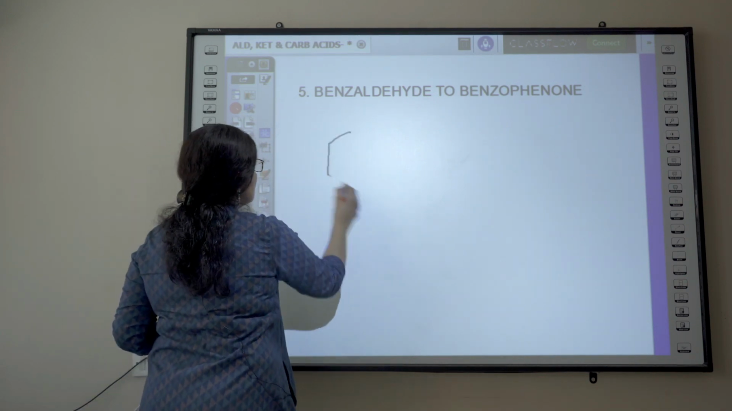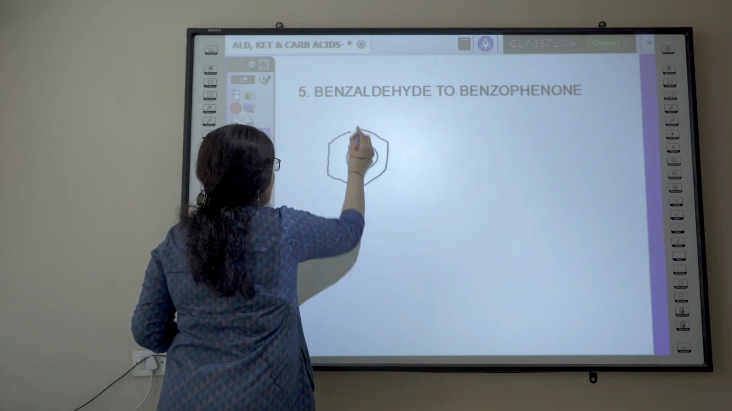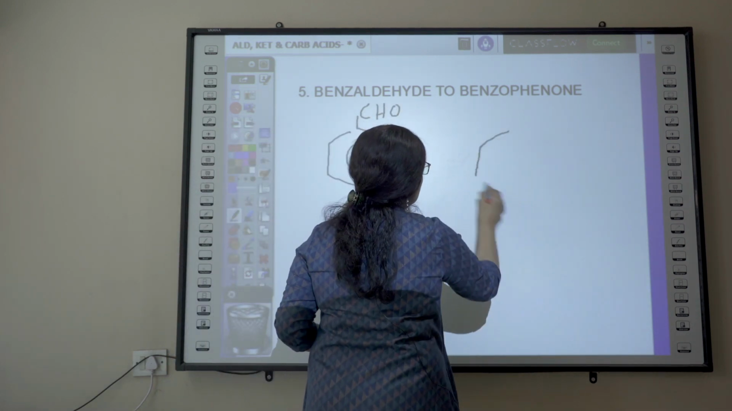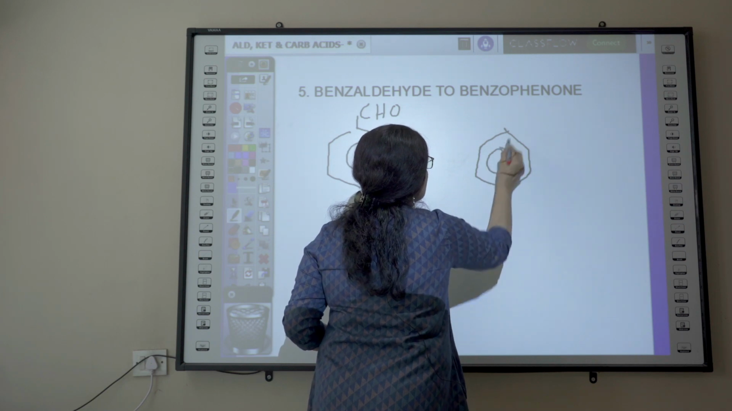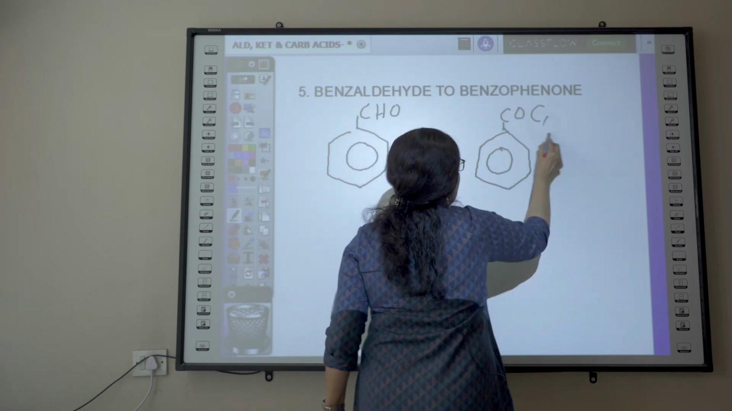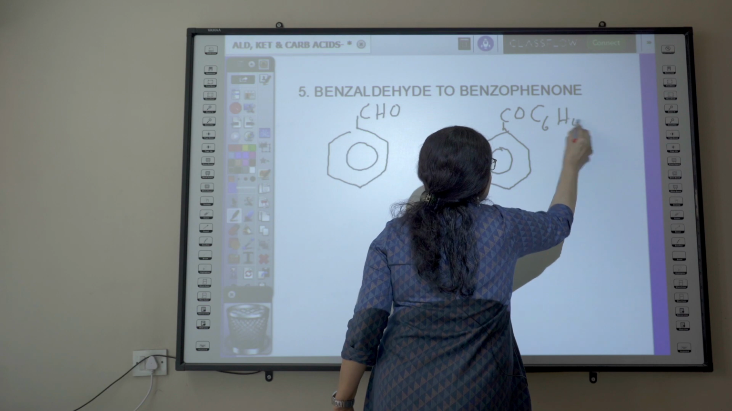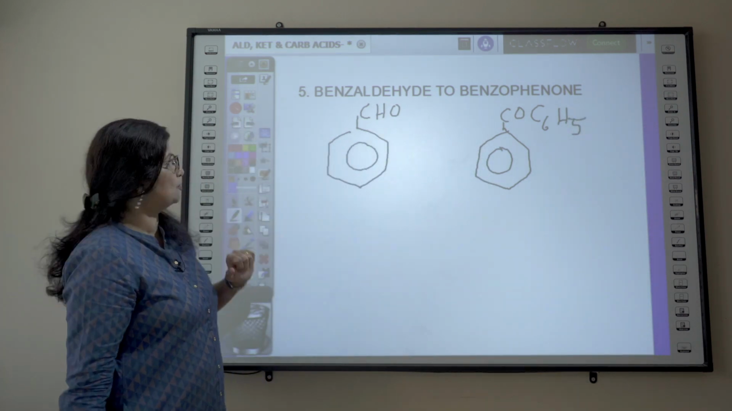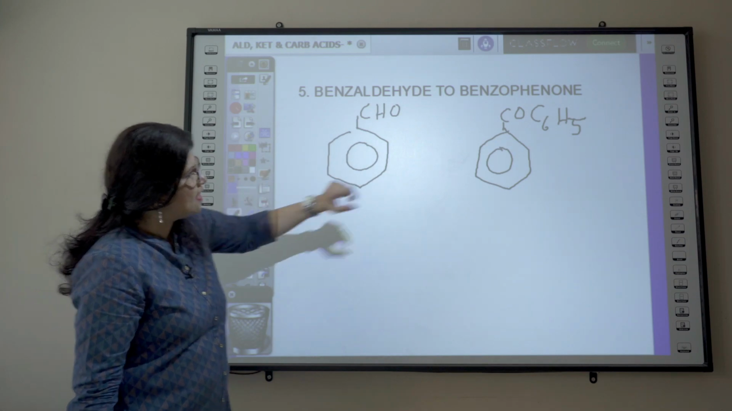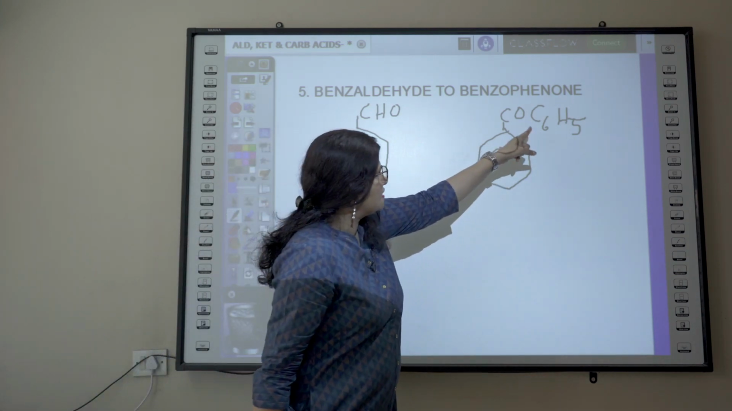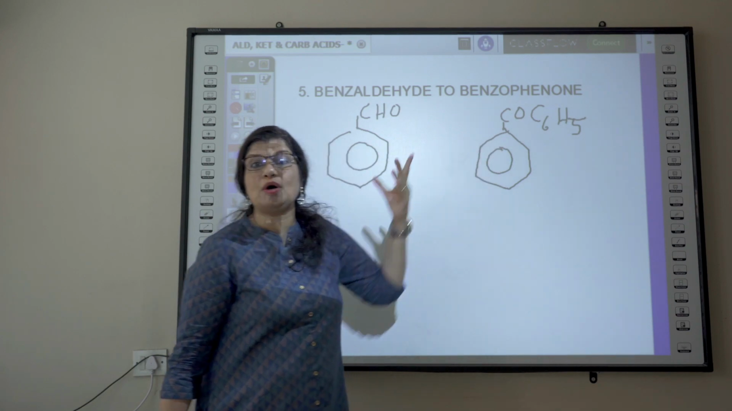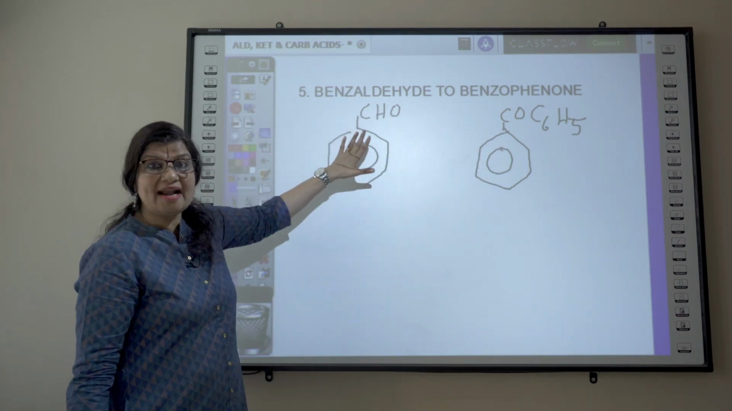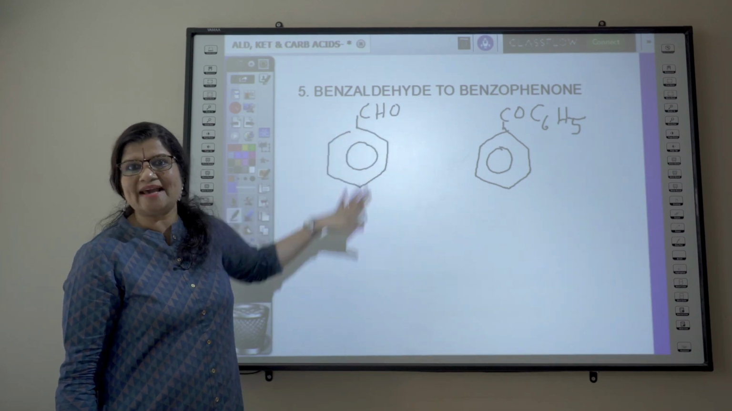Next, benzaldehyde to benzophenone, which is CO, another phenyl group, C6H5, not CH3. That is acetophenone; this is benzophenone. So what we can first do is, it is easy to introduce the C6H5CO group to a benzene ring. So our first task is to convert benzaldehyde to benzene. There is no direct conversion.